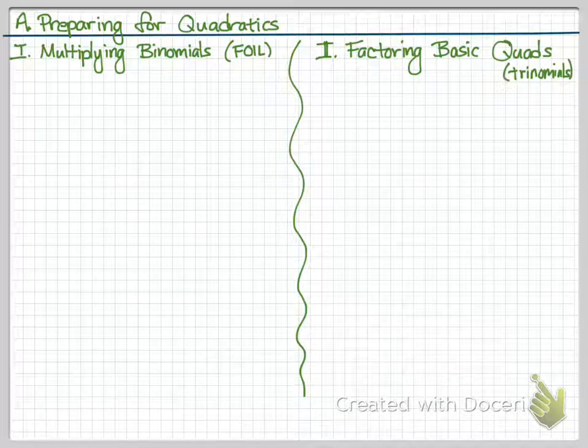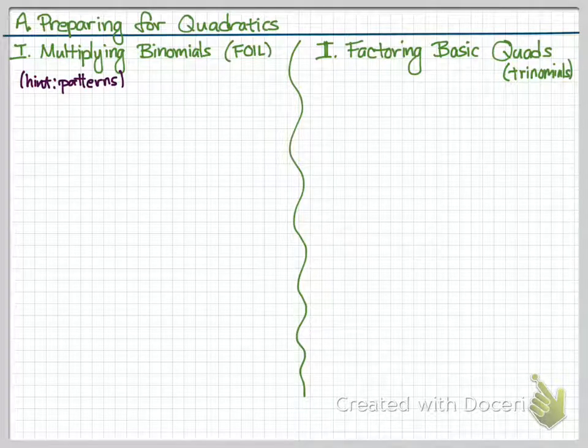One is multiplying binomials. Some people know it as foiling. They're also going to factor basic quadratics, and those are usually in the form of trinomials. Alright, so let's take a look. Oh, before we do anything, hint: look for patterns.